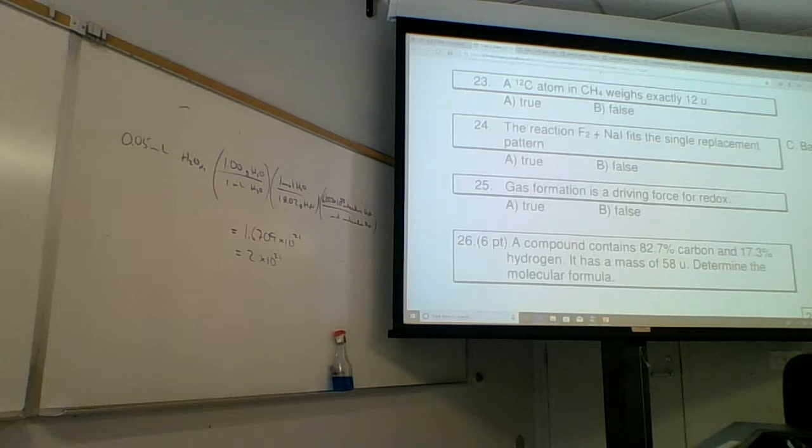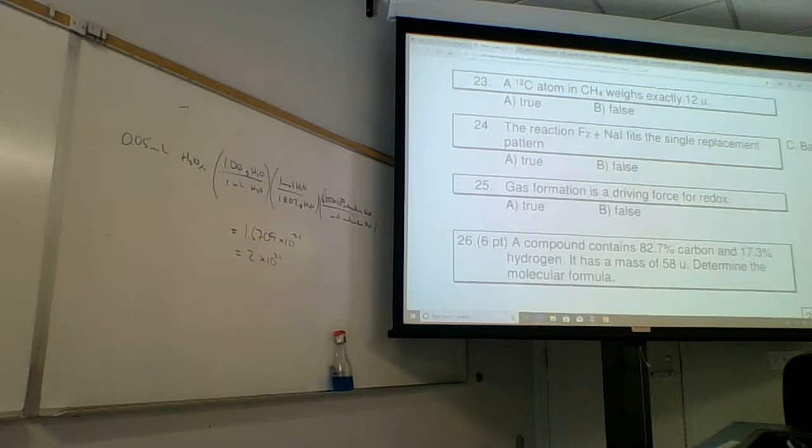I mean, it fits the pattern, yes, it's an element plus compound, but it doesn't fit the pattern because the pattern is very specific. The pattern is very narrowly defined to make it easy. So we're going to skip it for now.